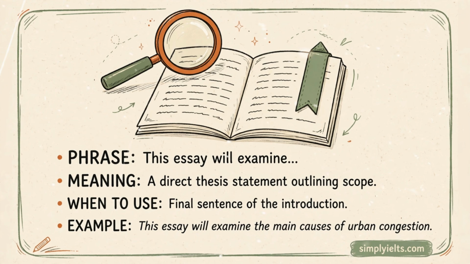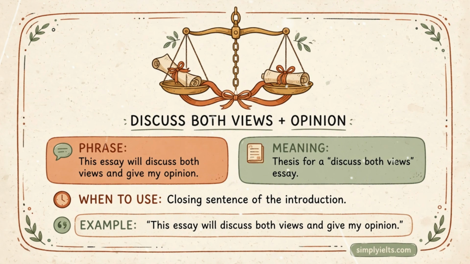For a direct thesis statement that outlines the scope of your essay, use, this essay will examine. Place this in the final sentence of your introduction. An example is, this essay will examine the main causes of urban congestion. When you need a thesis statement for an essay that asks you to discuss both views and give your opinion, use, this essay will discuss both views and give my opinion. This is most effective as the closing sentence of your introduction.